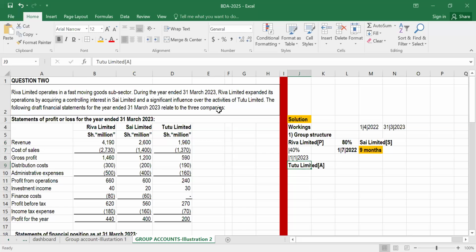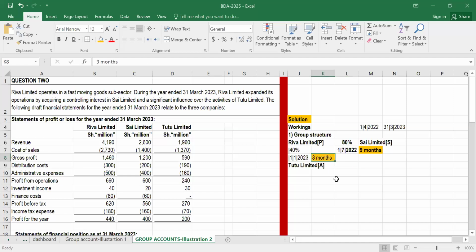Then we have this associate here. When was it acquired? It was acquired 1st January of 2023. Basically, 1st January 2023, this one should be 3 months to the end of the year.